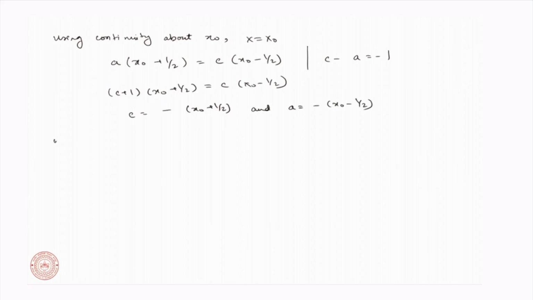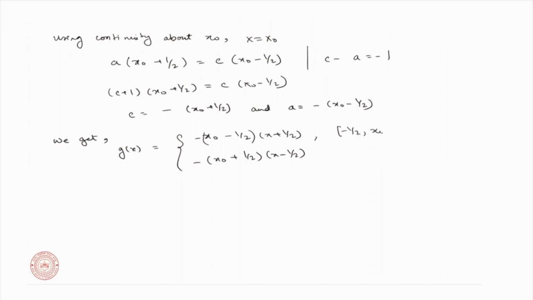Hence, our net Green's function equation for a point load is g of x equals minus x naught minus 1 by 2, x plus 1 by 2, and minus x naught plus 1 by 2, x minus 1 by 2. This is from the domain of minus 1 half to x naught and this is from the domain of x naught to plus 1 half. Okay. So this is the set of equations that we get.